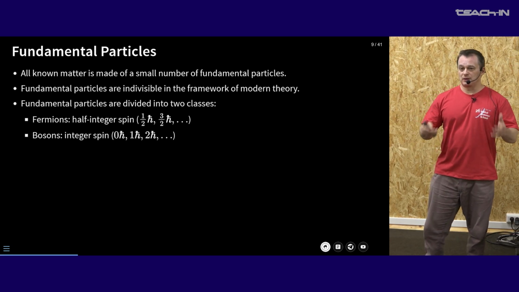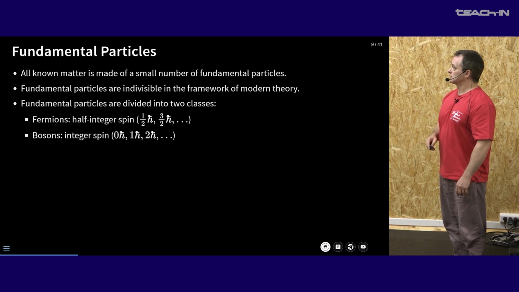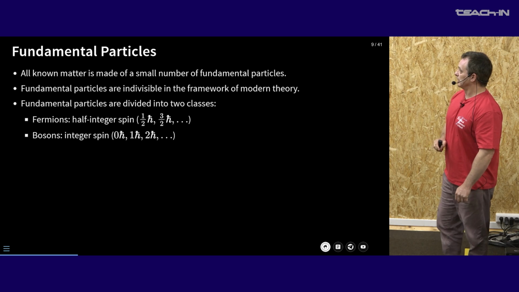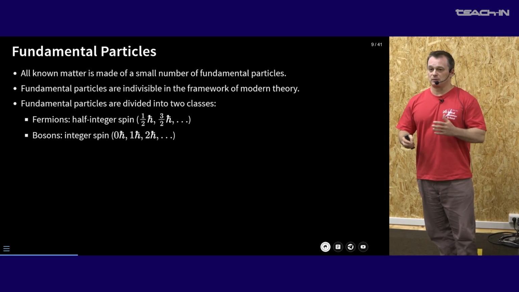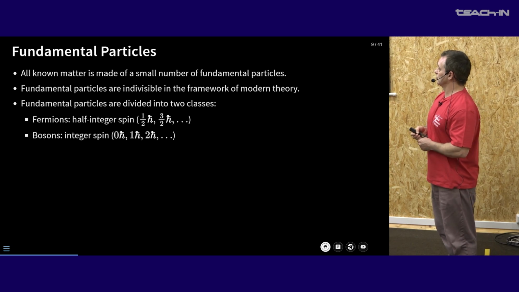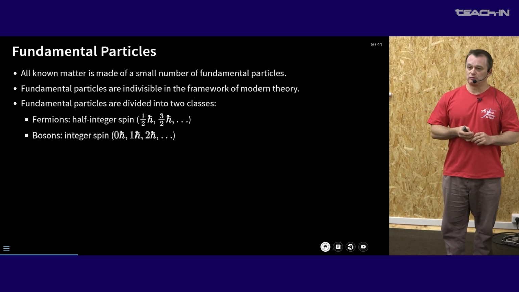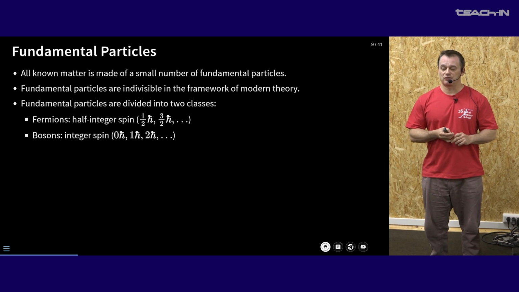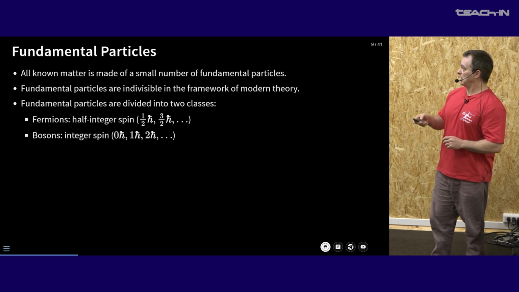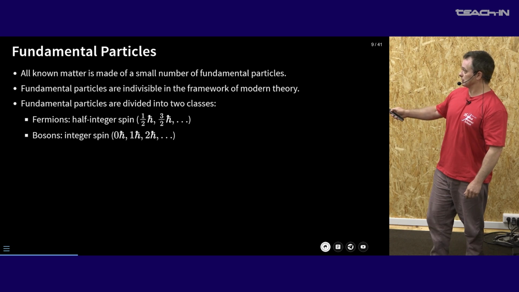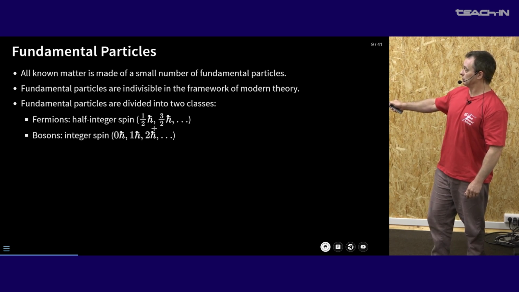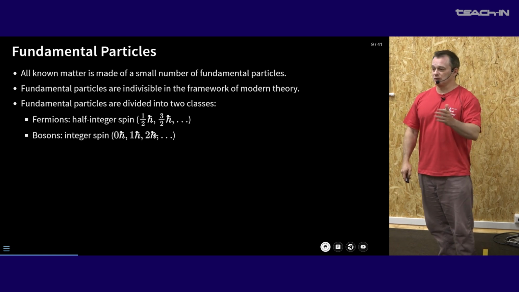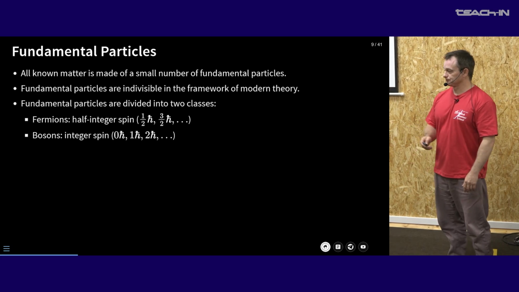Now let's go to the fundamental objects that matter is constructed of. All known matter is made of just a number of fundamental particles, and fundamental particles are indivisible within the framework of modern theory. There are two classes of these particles. One is the fermion, which has half-integer spin. It can be 1/2, restoring here for a moment the Planck constant, 1/2 of h bar, or 3/2 of h bar. Or it can be a boson, which has spin 0, 1, 2, and so on, of h bar.